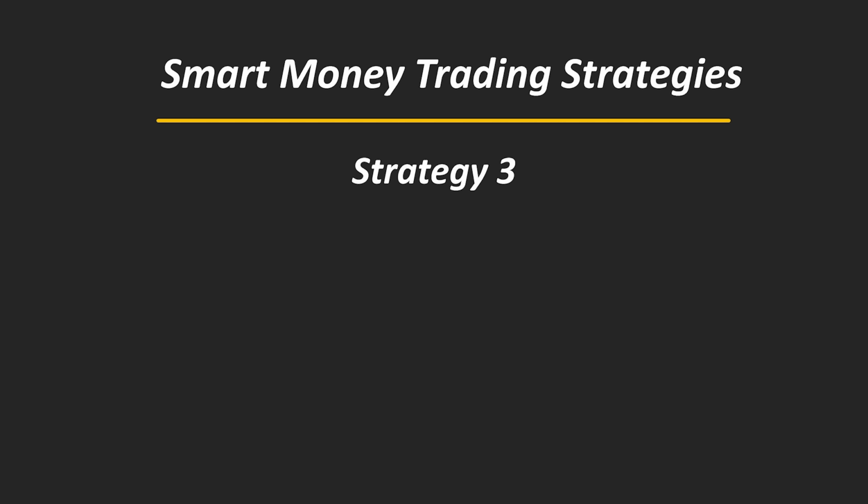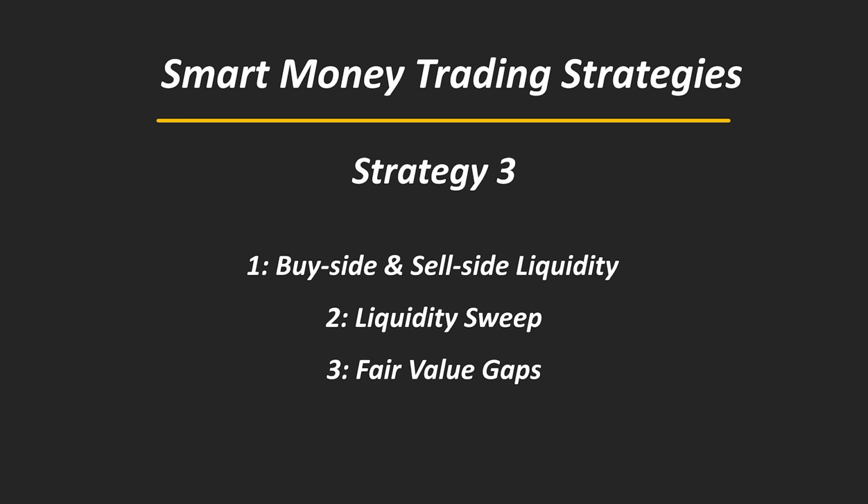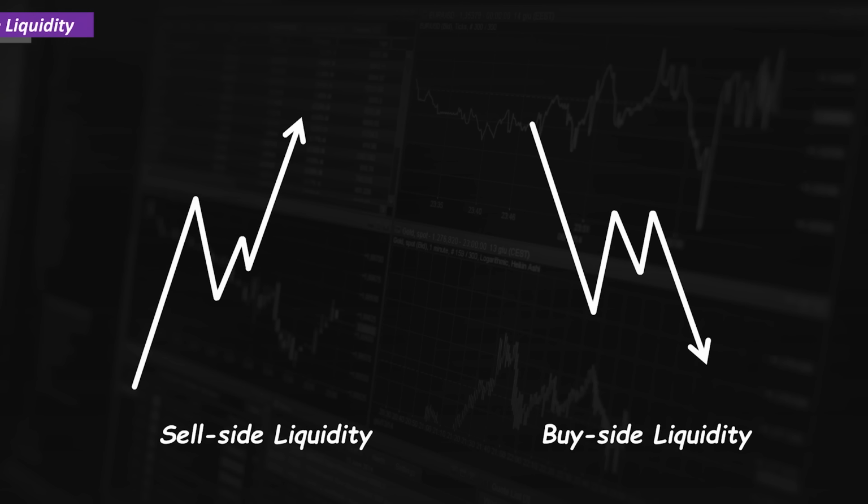The third trading strategy also uses two time frames and combines the concepts of buy-side and sell-side liquidity, liquidity sweep, and fair value gaps as an entry point. So what is buy-side and sell-side liquidity? Liquidity above a high or a group of highs represents buy-side liquidity, and liquidity below a low or a group of lows represents sell-side liquidity.